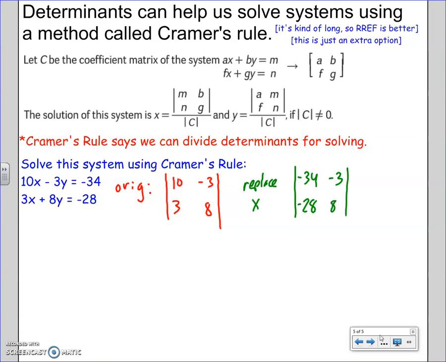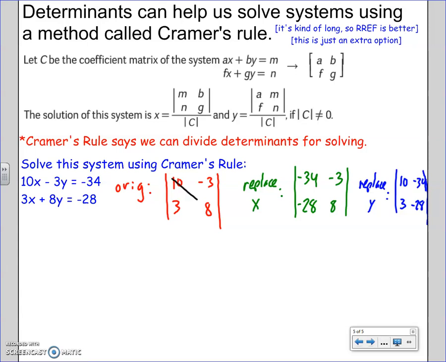Then also I'm going to do one more. I'm going to replace the y. So there's that one. My third one will be replacing y. So that will be 10 and 3 for x, and to make it easier, negative 34 and negative 28 for y. Now I'm going to find the determinants of each.